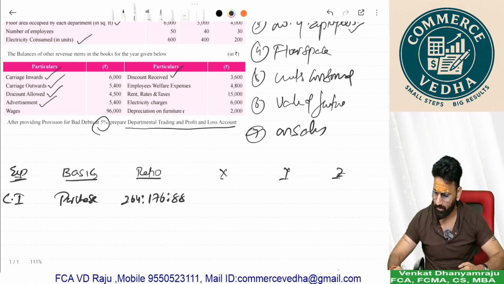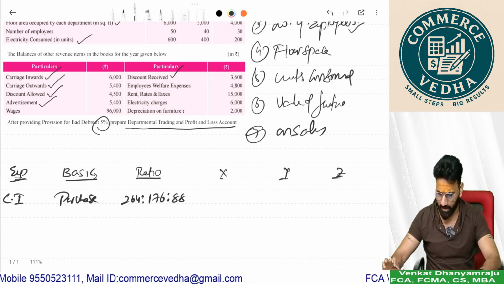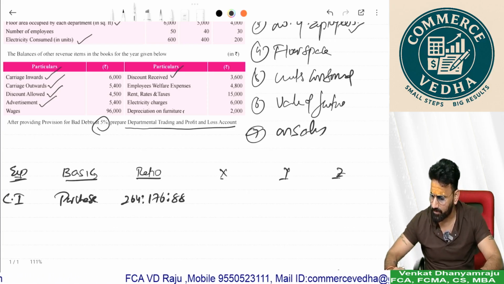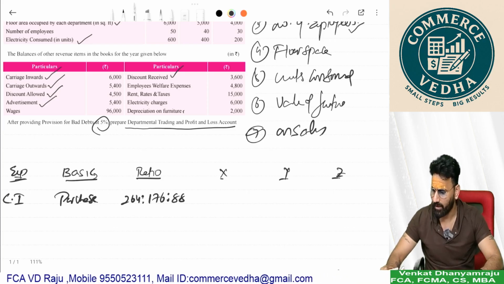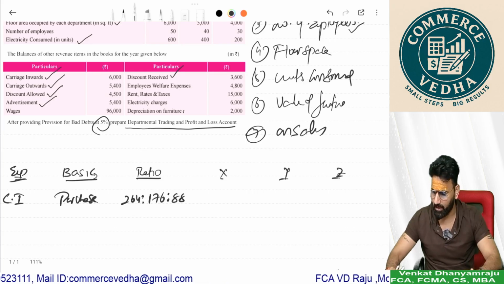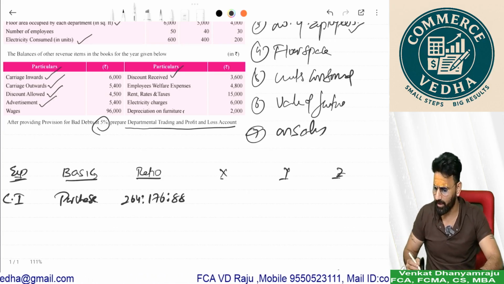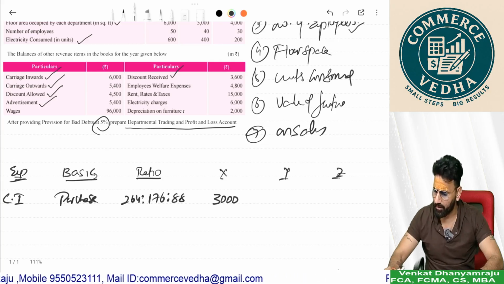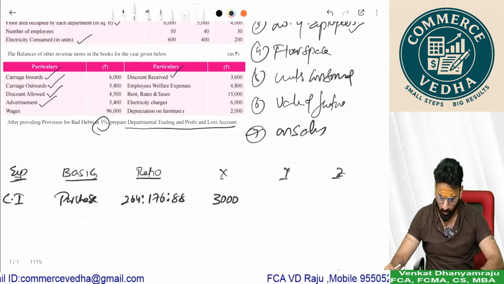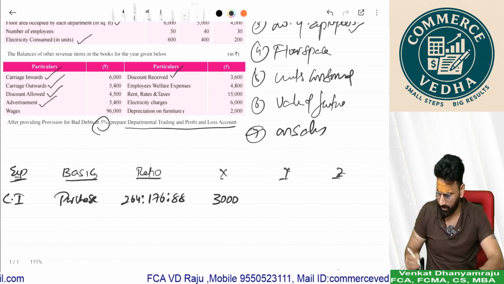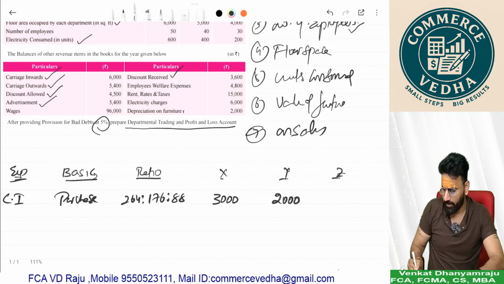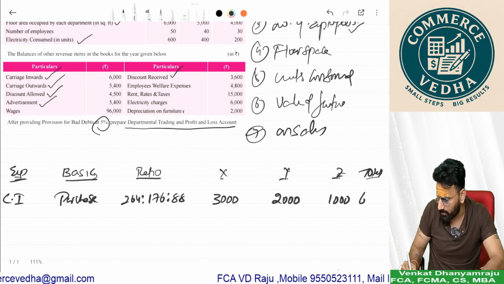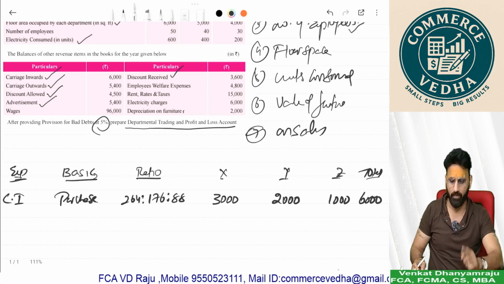264 plus 176 plus 88, the total is 528. If you allocate this, the total expenditure is 6,000. 6,000 divided by 528 is 11.36, into 264, you get 3,000. Again, 6,000 divided by 528 into 176, that is 2,000. 3 plus 2 is 5, the balance is 1. So your total is 6,000. This is the first allocation.